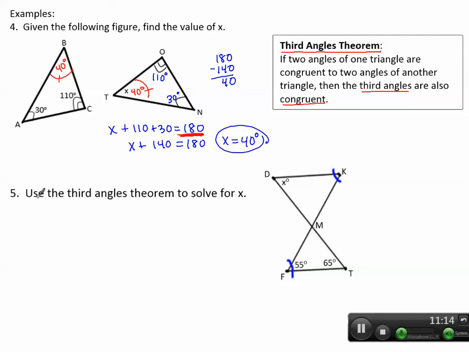Let's do number 5 and use the third angles theorem to solve for x. Now notice I have intersecting lines. So that means these two angles, the vertical angles, have to be congruent. These are vertical angles. Now that I know that two angles from the top triangle are congruent to two angles from the bottom triangle, then the third angles must be congruent as well. Therefore, x has to equal 65, and I don't have any arithmetic to do. That makes things a lot easier.